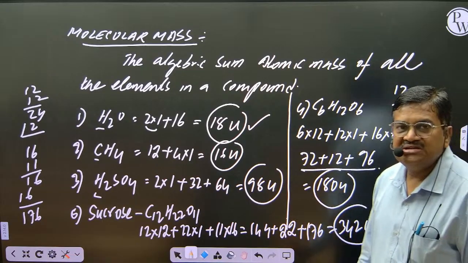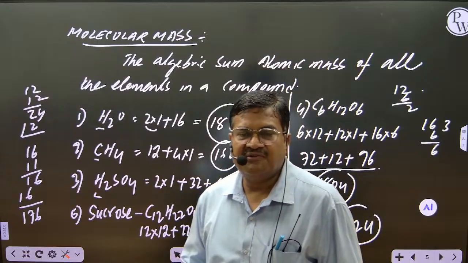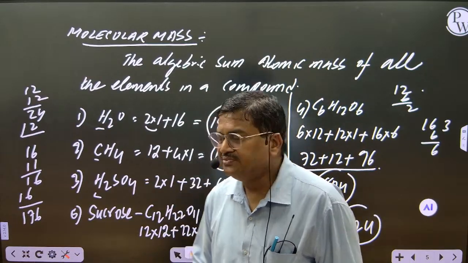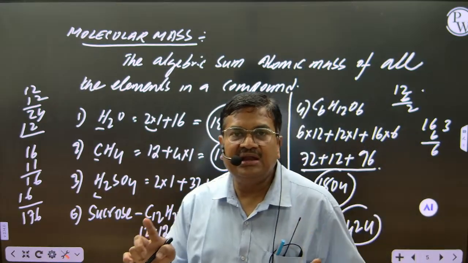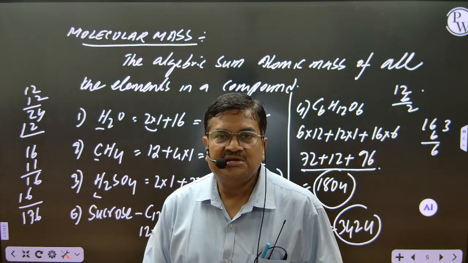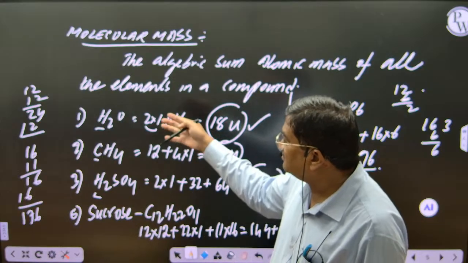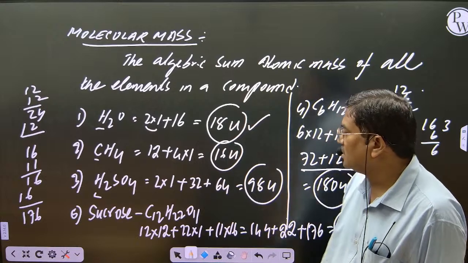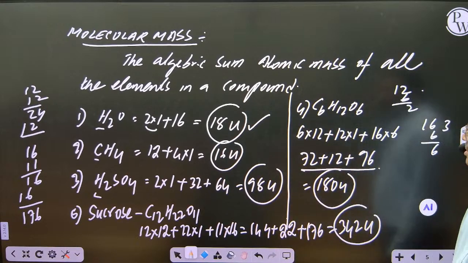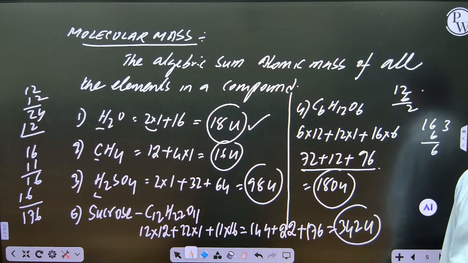Simple, no? It is the algebraic sum of atomic mass of all the elements in a compound. But you have to be thorough with atomic masses, and I told you to stick the periodic table in your hostel study rooms. So daily when you remember, if you remember these 20 elements only, you will be able to go for mole concept. Copy this and we will find out for a few more compounds.